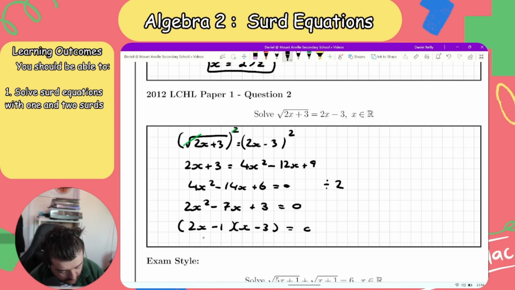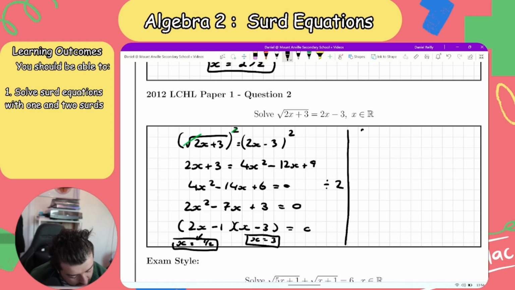So let each bracket equal 0. So if I let this bracket equal 0, I'm going to get x is equal to a half, and I'm going to get x is equal to 3. And they are my two solutions here. So let's check if they work.